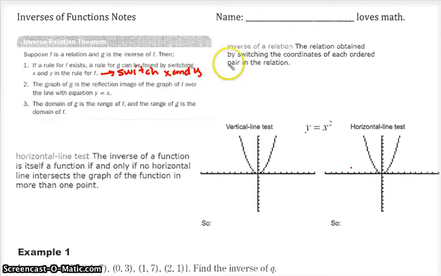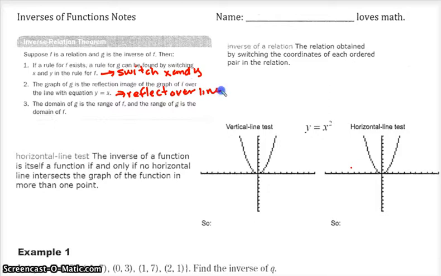The second is in regards to the graph. It says that the graph is the reflection image of the graph of f over the line with the equation y equals x. Essentially, to find the graph of the inverse, I will reflect over the line y equals x.